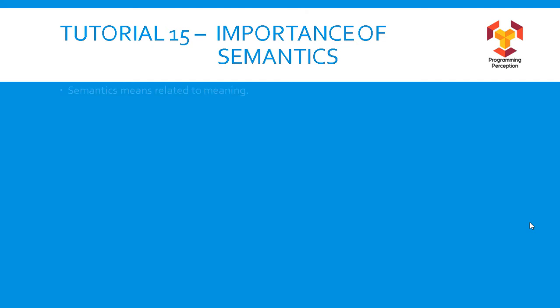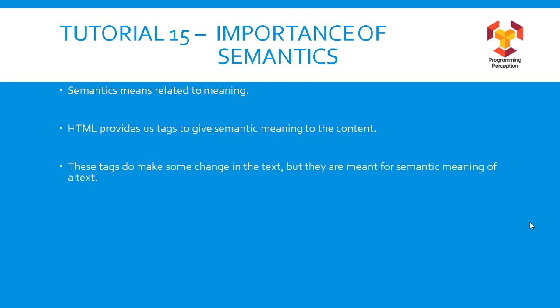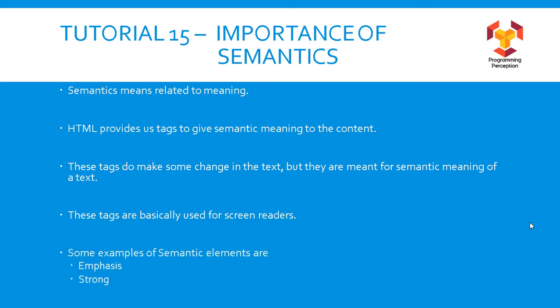So let's begin. Now semantics means related to meaning, and HTML provides us tags to give semantic meaning to the content. Now these tags do make some change in the text, but they are meant for semantic meaning of a text only. These tags are basically used for screen readers, and some examples of semantic elements are emphasis and strong.